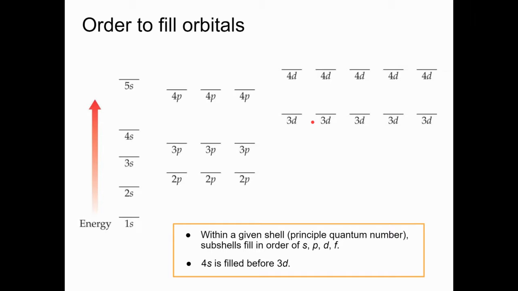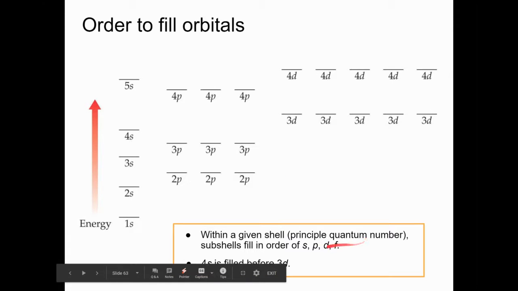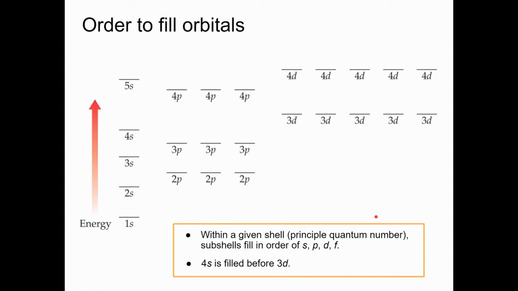And so usually they're so close in energy that once you fill them, then they contract in, and then they're at a lower energy or closer to the nucleus. It's pretty complicated. So just remember that 3d fills after 4s. Within a given shell, meaning the principal quantum number, the subshells fill in order of s, p, d, f. And 4s is filled before 3d.